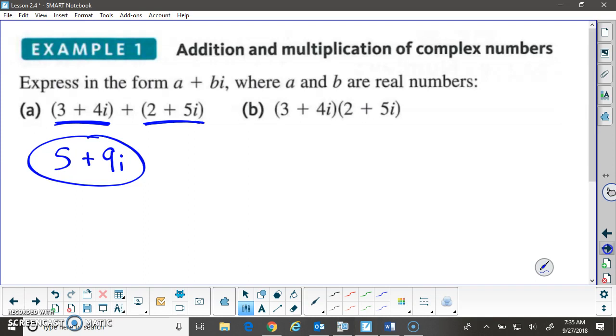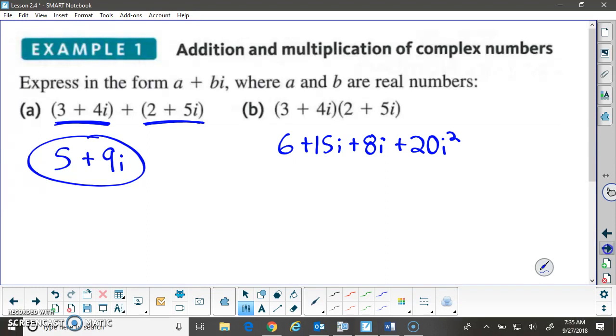Part B is similar, except instead of adding the two complex numbers, we're going to multiply. Well, when you multiply two complex numbers, you need to use the FOIL method. So 3 times 2, 3 times 5i, 4i times 2, and then 4i times 5i gives us 20i squared.